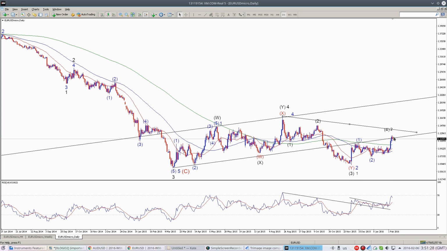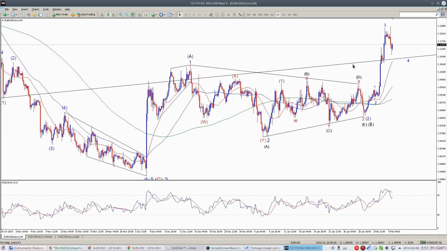We will have to wait and see the reaction of the pair at that level, and given the internals of the move, we will probably have a decline from there, but we will have to understand the structure of the decline, if it is corrective or if it is impulsive, and then decide which count is correct.